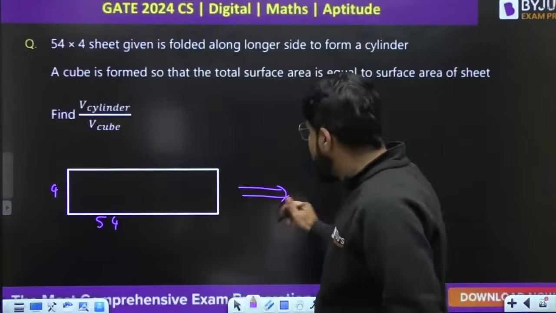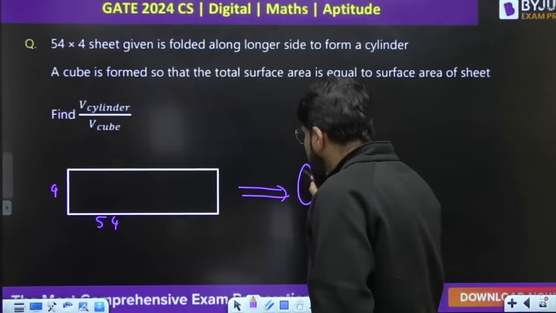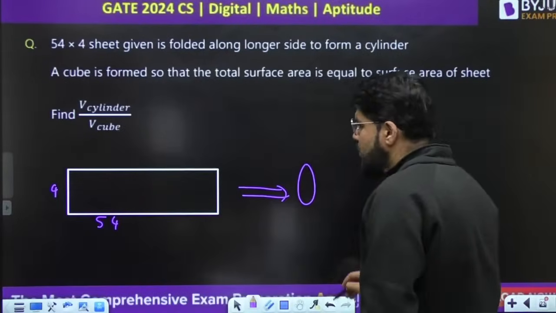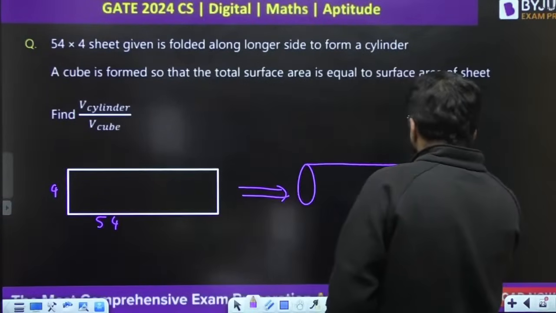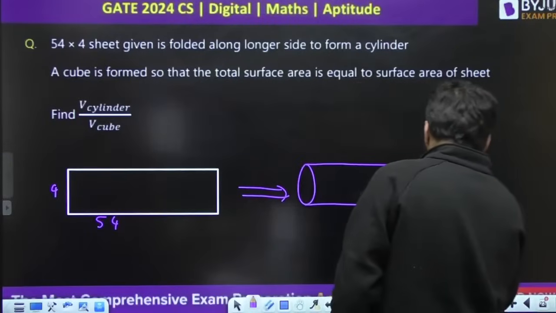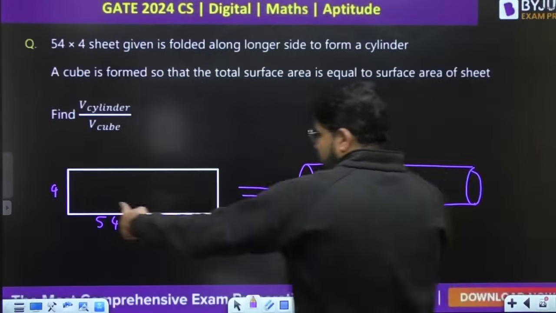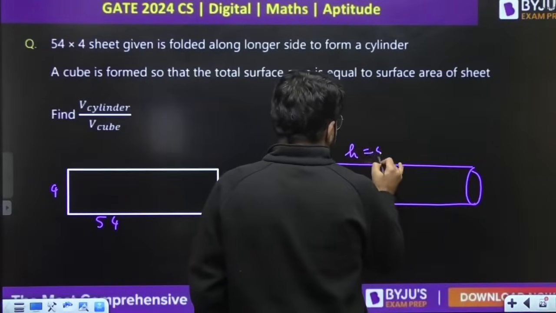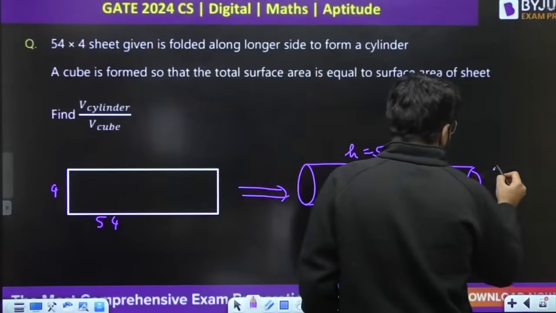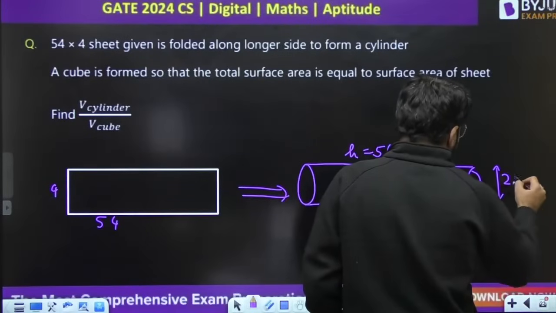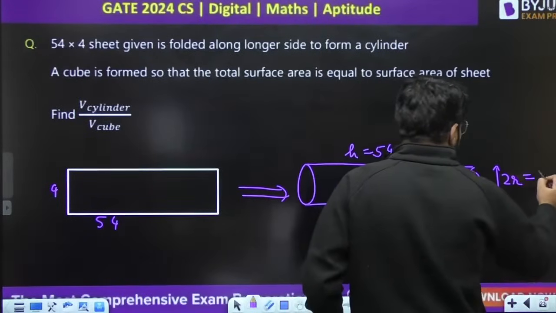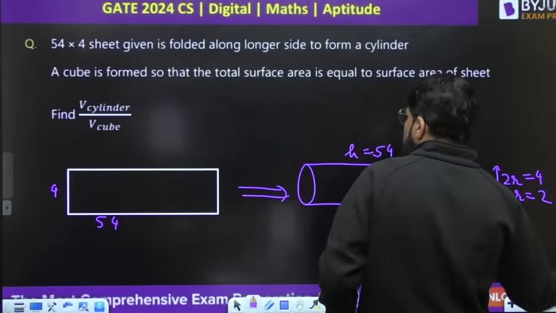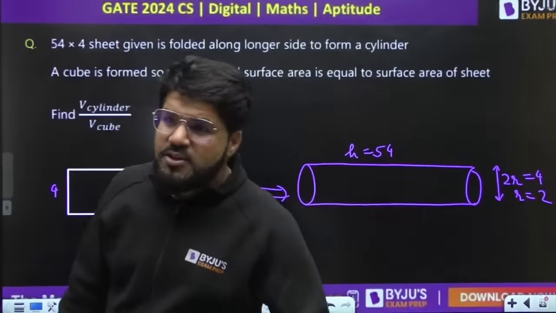So if you fold it like this, what sort of cylinder are you going to get? You are going to get a cylinder such that the height of the cylinder is 54. Cylinder को horizontally किया है. So the height of the cylinder would be 54 and this is the diameter, that is equal to twice the radius, and that will be 4. So radius will be equal to 2. Clear? Now that is one thing.